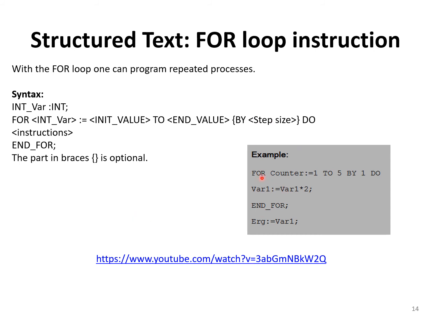So here, for example, for counter 1 to 5. How many times do we go through this loop? 5 times, by 1. Variable 1 is equal to variable 1 multiplied by 2. And end for, and finally, outside the loop, variable 1 will be assigned to the variable erg. Please watch this video for further instructions and examples.